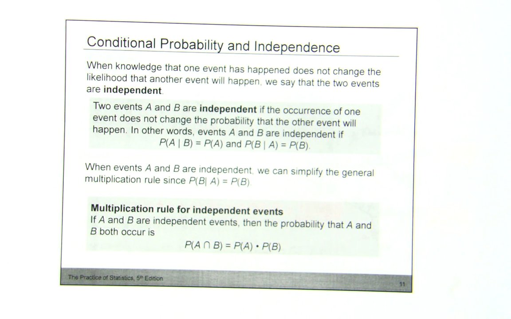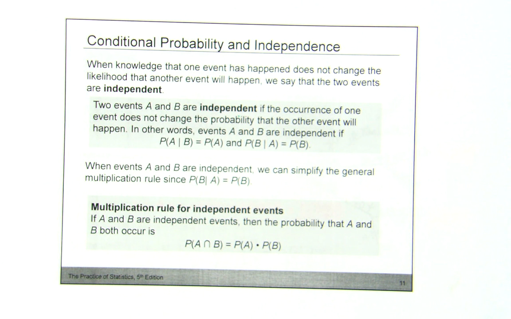Okay, so conditional probability and independence kind of go together, because this slide should have been right after conditional probability. That would have probably made more sense for you guys, but it is what it is. When knowledge that one event has happened does not change the likelihood that another event will happen, we say that the two events are independent.